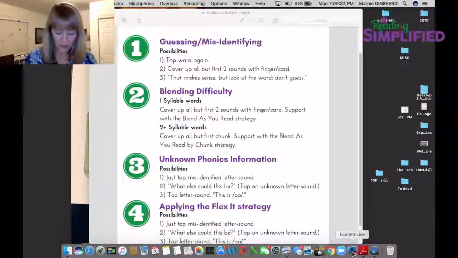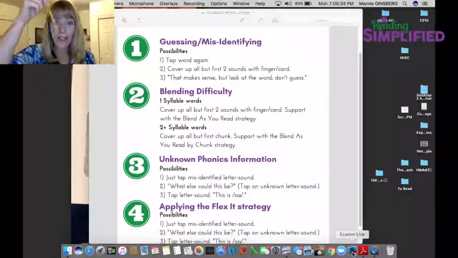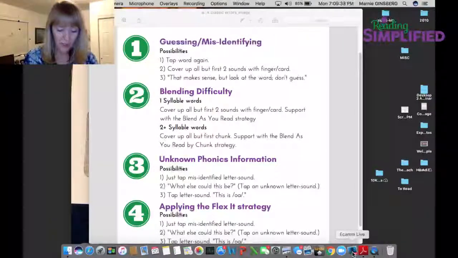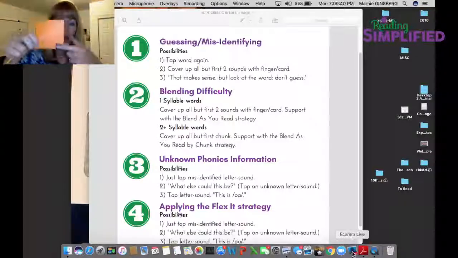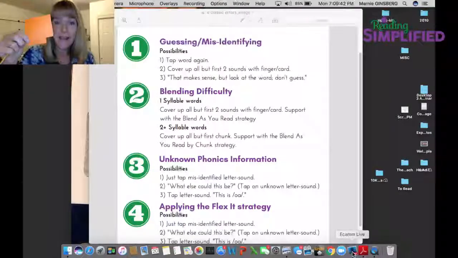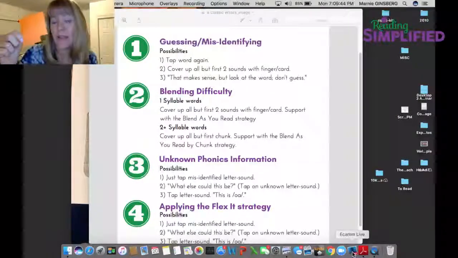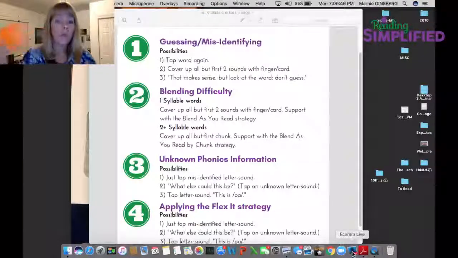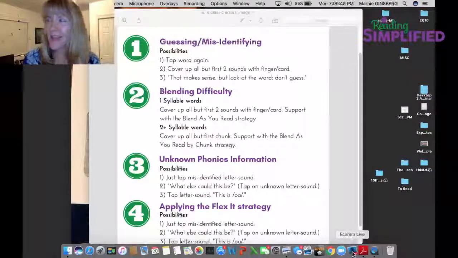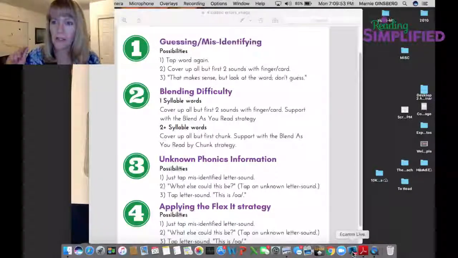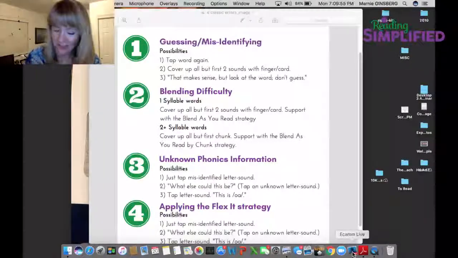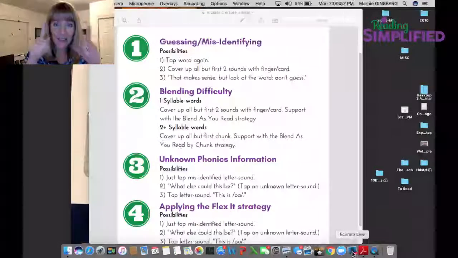Well, first, you just want to tap the word again. Get their attention on it. Try not to say much. Tap the word. And maybe you need to cover up all but the first couple letters in the word, and then zero their attention in on that. Or maybe you want to tell them, well, that makes sense. Like, yes, the bear could have crossed the road, but it says the bear crossed the... So look at the word, don't guess, because you really want those eyes on print.